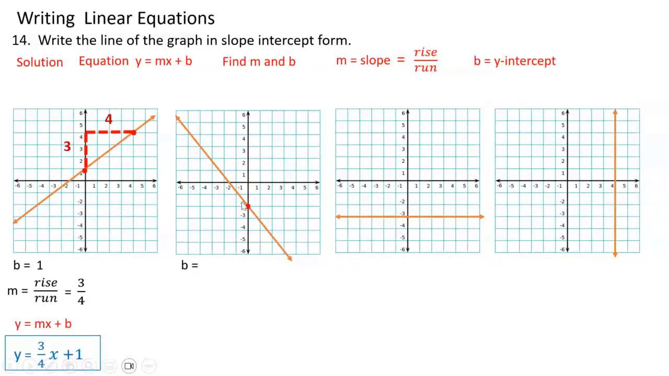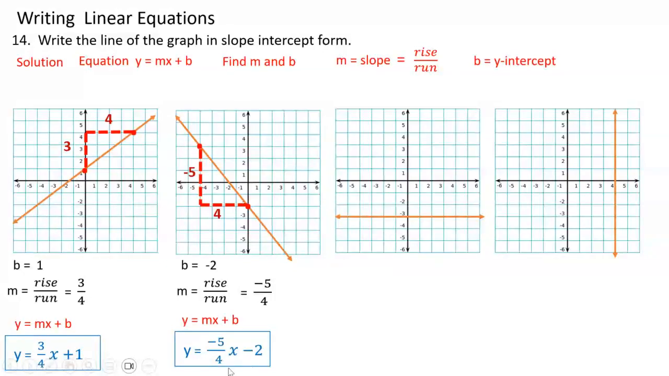Yeah, there's my b, right? So we have to go to another corner, and I think it's going to be this corner here at the point (-4, 3). Right, so now it means that we went down 1, 2, 3, 4, 5. That'll be -5, and went to the right 1, 2, 3, 4. So that's my slope, -5/4. So just plug in the -5/4 for the m and the -2 for the b, and we're done with this problem. So this is the equation that we're looking for: y equals -5/4 x minus 2.